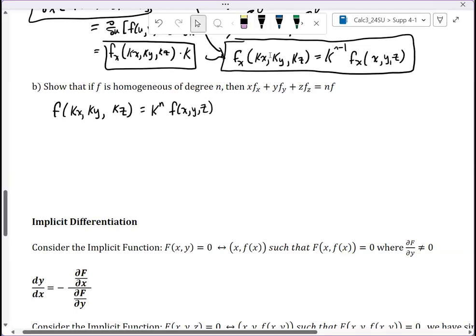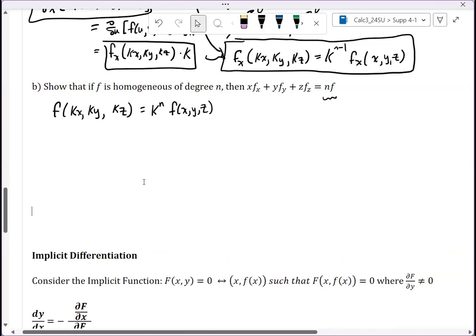Okay, so what is our goal here? Well, we want to show that these partials on the left all end up as just n times f. If I look at my equation for my homogeneous function f, the only place that I see an n is in the exponent of k^n. And I note that on my right-hand side, I need something that looks like n times f.